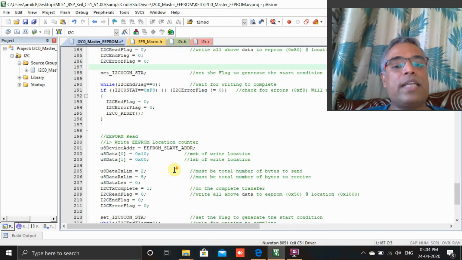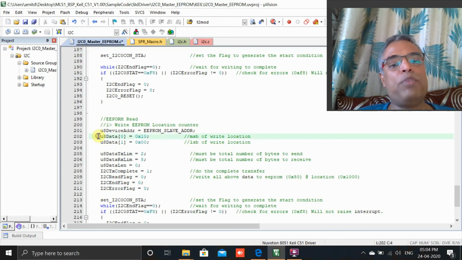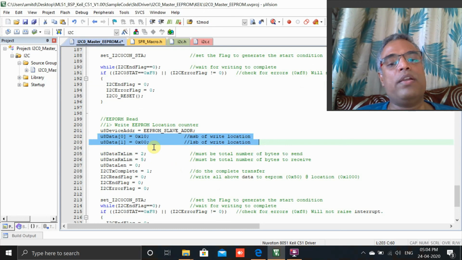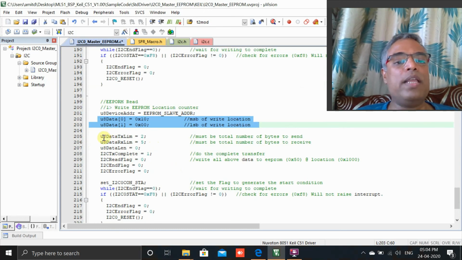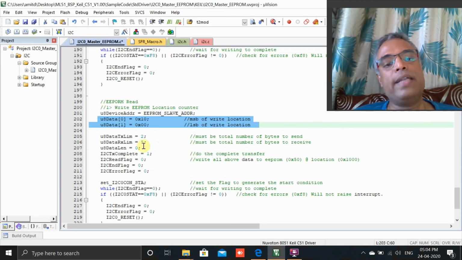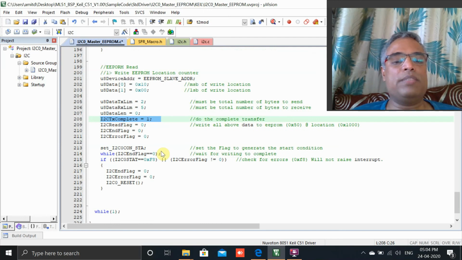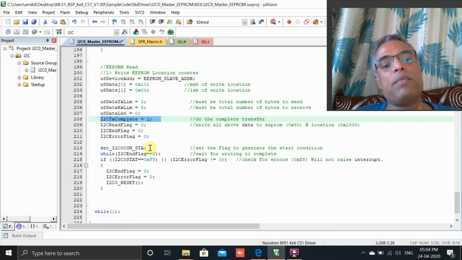So this is a complete transaction. I populate the address, again like previous, because I want to read data from 1000H. I put the data limit as 2 because there are only 2 bytes, and I put the limit as 5 because I want to read 5 bytes of data. At this point we are going to put the TX complete as 1, yes, because the whole transaction must be completed, and I am going to proceed and set the start bit.